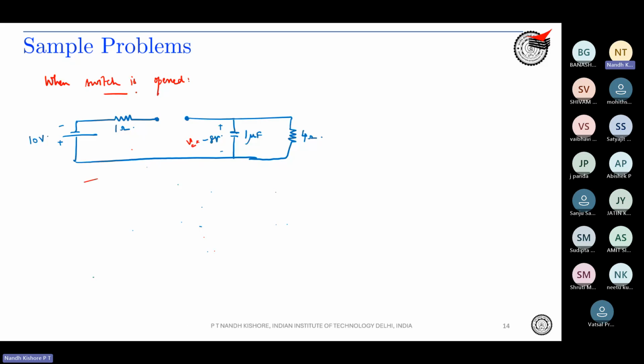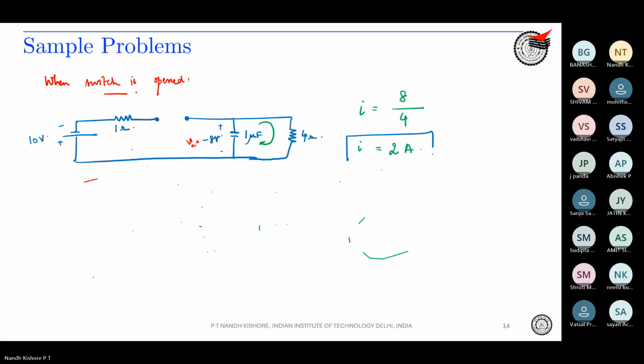So what is the path for dissipation? The only path for dissipation is through the resistor because the switch is open. So what is the current? Current is basically 8 volts divided by the 4 ohm resistor, which is 2 ampere. Did everyone get this problem? Did you guys get it? Yes, sir.